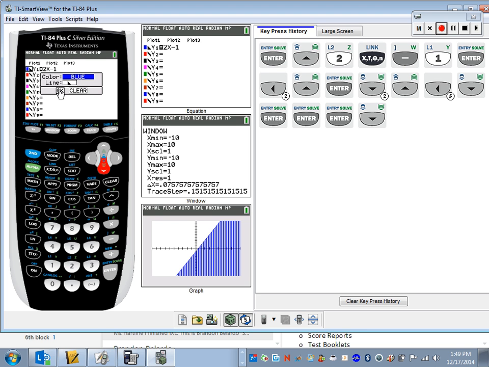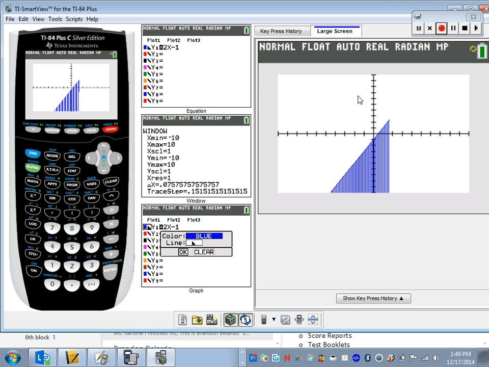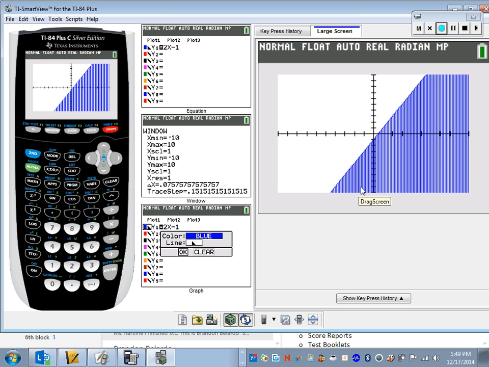Sorry, I know I'm clicking a lot. There you go. Okay, now we're going to tell it to graph. And there you go. And I'm going to put it on the large screen so you can see as it's doing it. And that's what it's supposed to look like.